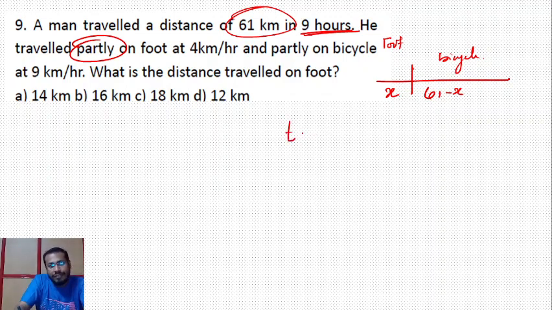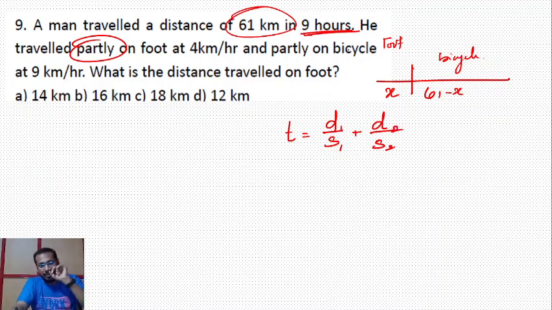Okay, so what is the time formula? Time is equal to distance by speed. Time is only one, but here there are two types of distance and two speeds, first speed and second speed. Distance is also d1 and d2. Overall, this takes 9 hours. Correct? So we need to write the equation like this.